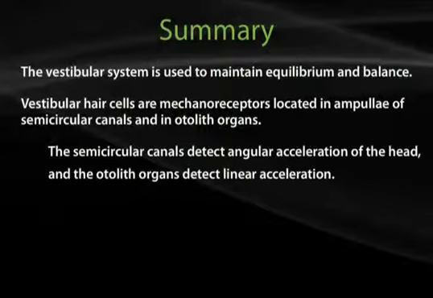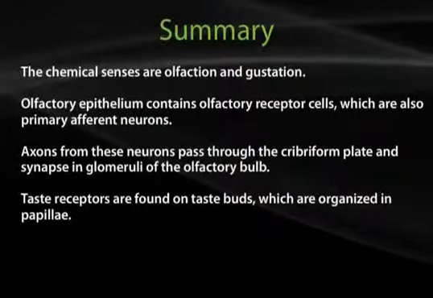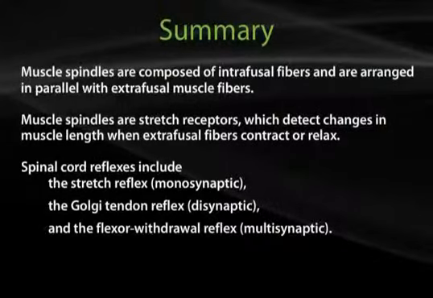The chemical senses are olfaction and gustation. Olfactory epithelium contains olfactory receptor cells, which are also primary afferent neurons. Axons from these neurons pass through the cribriform plate and synapse in glomeruli of the olfactory bulb. Taste receptors are found on taste buds, which are organized in papillae. Muscle spindles are composed of intrafusal fibers and are arranged in parallel with extrafusal muscle fibers. Muscle spindles are stretch receptors which detect changes in muscle length when extrafusal fibers contract or relax.